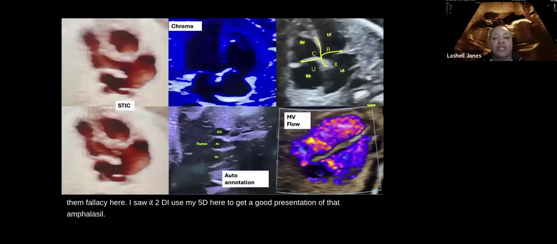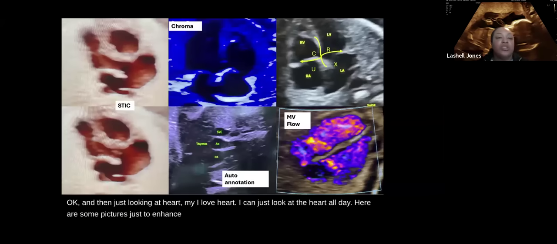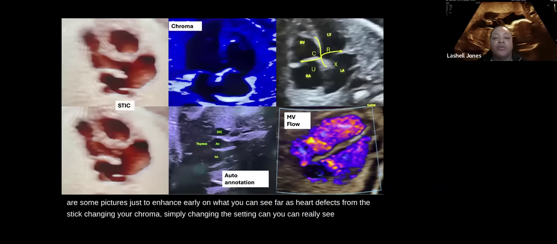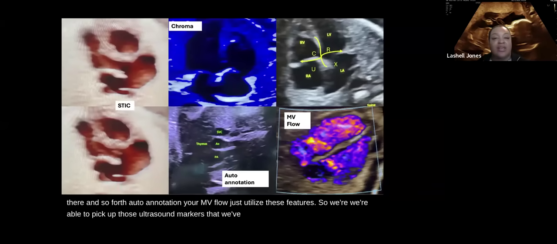Okay. And then just looking at the heart. I love the heart. I can look at the heart all day. Here are some pictures just to enhance what you can see early on as far as heart defects. Changing your chroma, simply changing the setting, you can really see the valves there and so forth. Auto annotation, your MV flow. Just utilize these features so we're able to pick up those ultrasound markers that we've discussed.